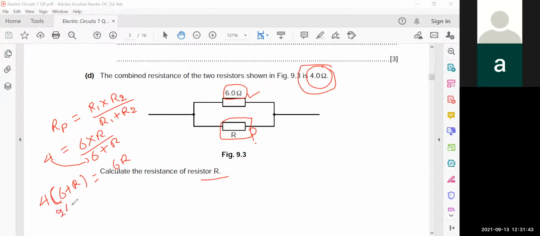So 4 times 6 is 24, plus 4R equal to 6R. Then you have to use algebra. 6R minus 4R equal to 24. And finally R equal to 24 divided by 2, which is equal to 12. So this is the answer. 12 ohm is the answer of this question. This unknown resistance R has a value of 12 ohm.